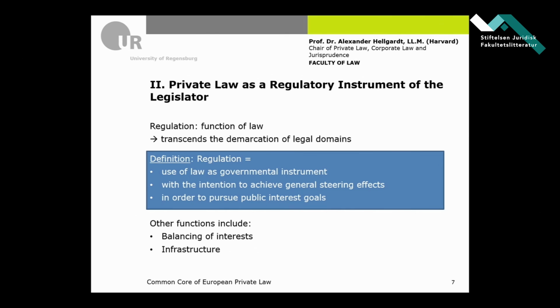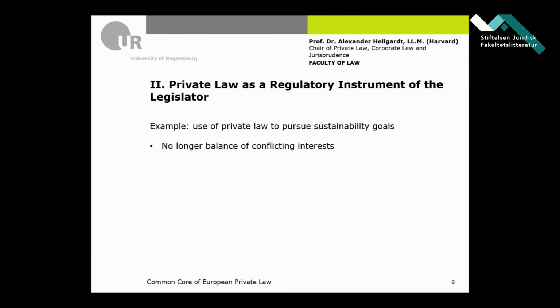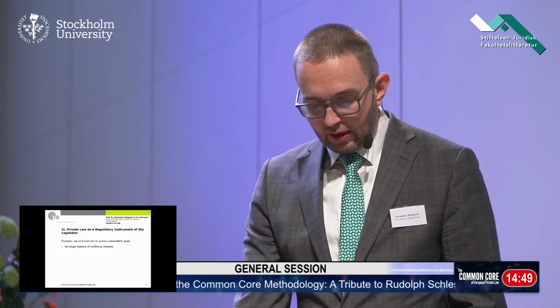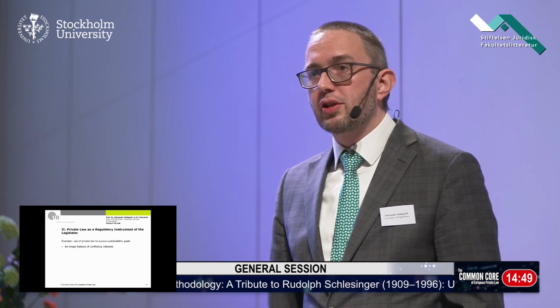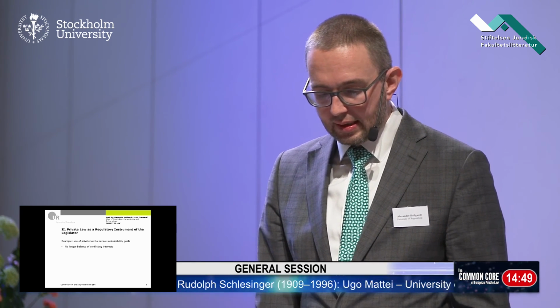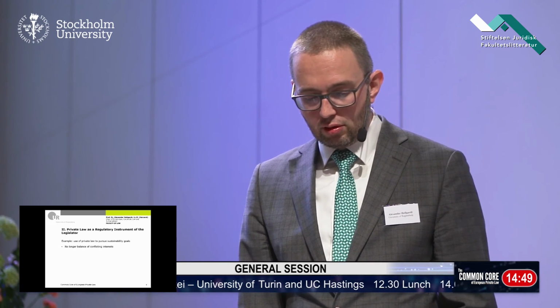What is meant by the regulatory function of private law is best demonstrated by examples. In German law, the legislature has recently used private law primarily to pursue sustainability goals. For example, the tenant may not reduce the rent for 3 months if the landlord carries out a renovation of the apartment to make it more energy efficient. Also, the installation of charging stations for electric cars in apartment buildings can no longer be blocked by the landlord or individual apartment owners.